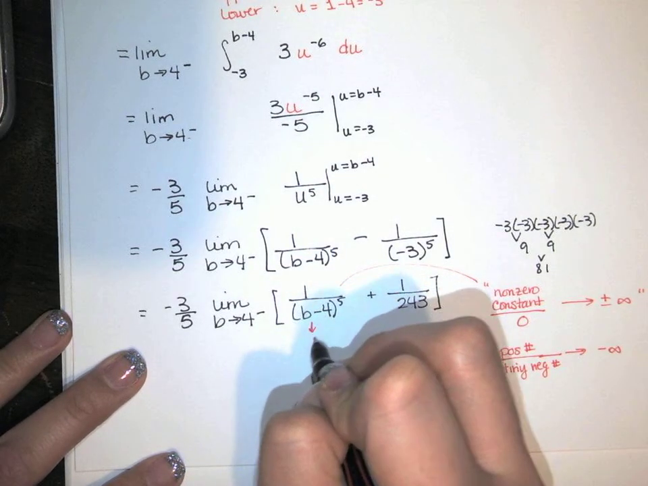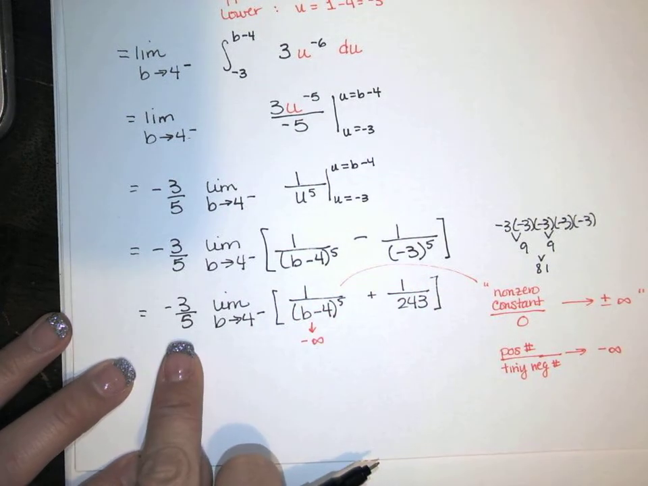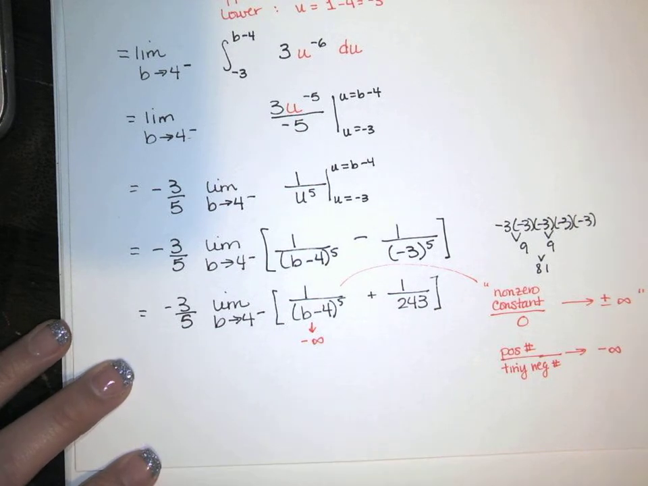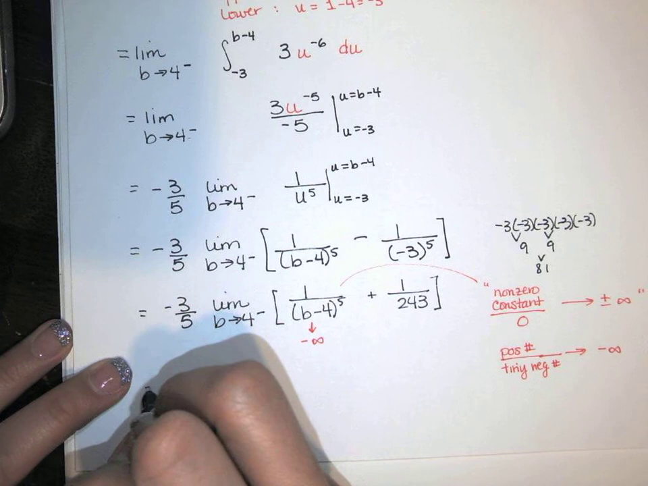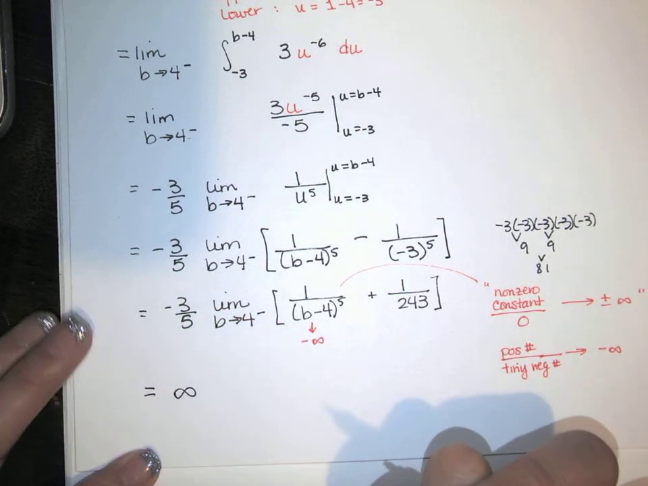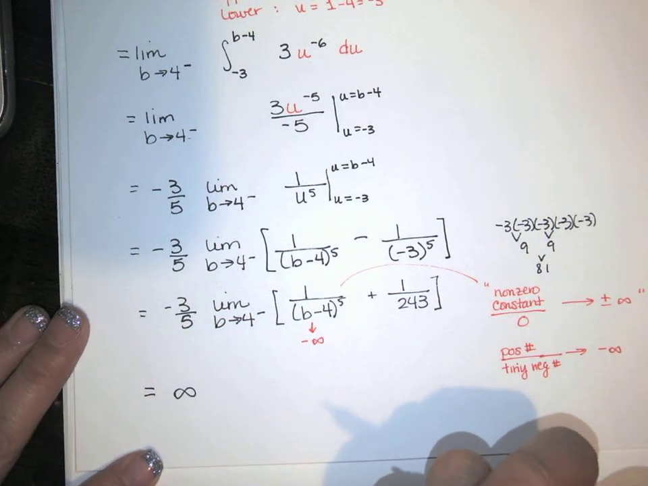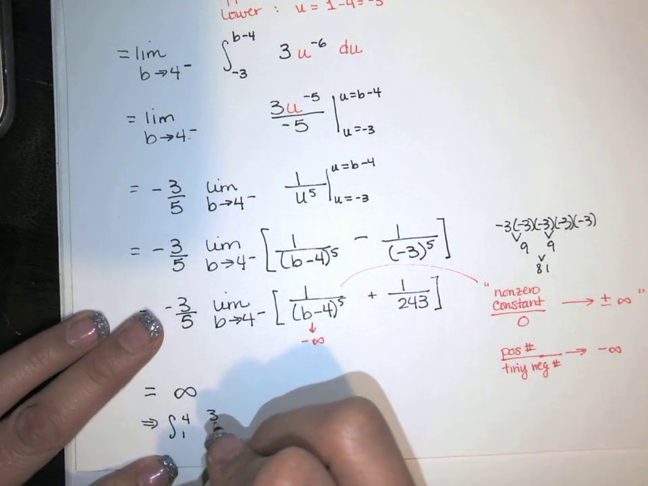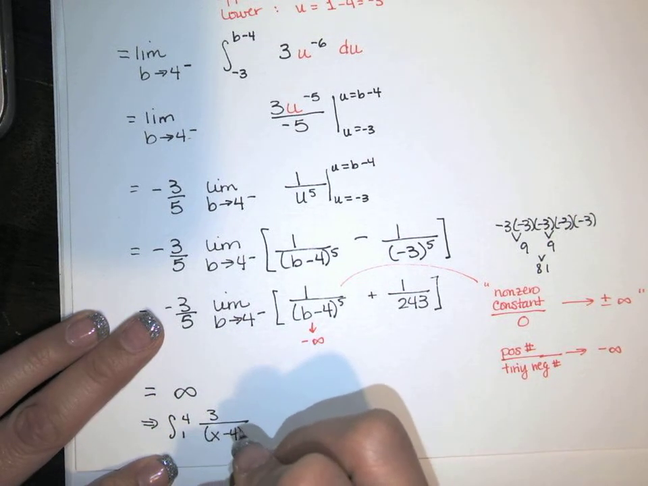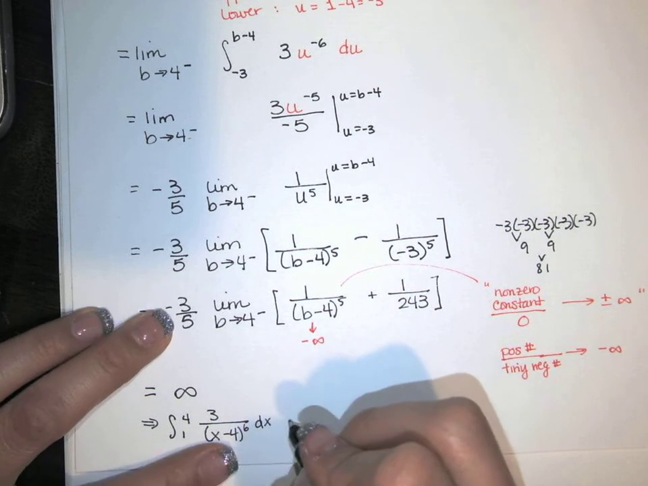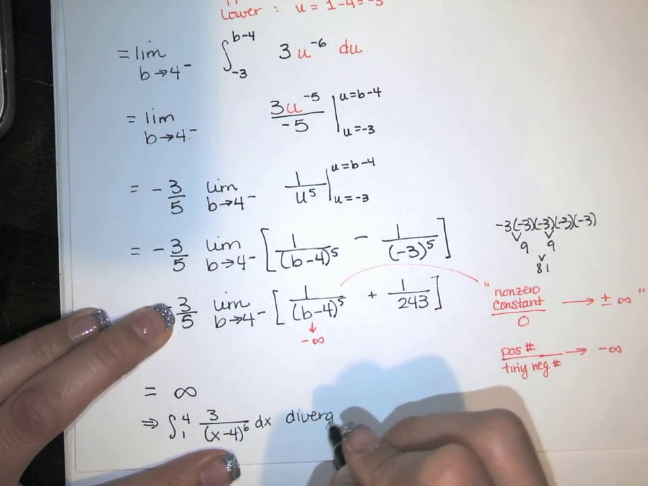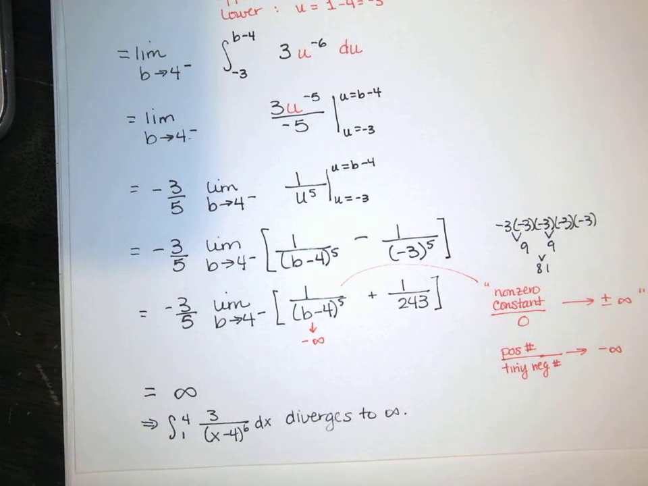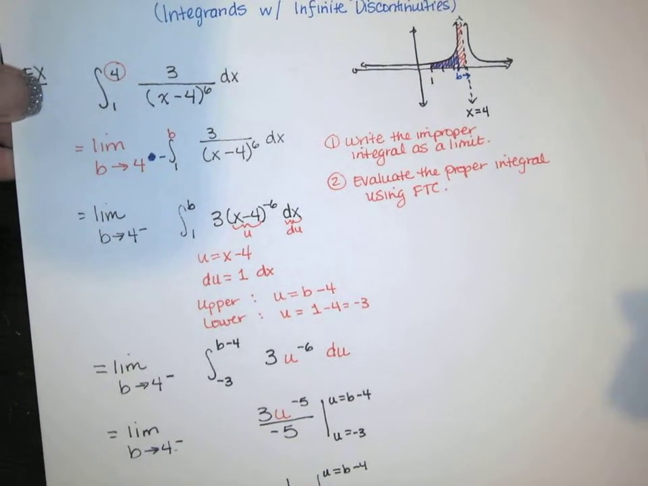So this guy goes to negative infinity, but then we multiply it by a negative 3/5. So the negative times the negative gives us a positive. So the final limit is positive infinity. So what does that tell us? This integral from 1 to 4 of 3 over x minus 4 to the 6th dx, it's an improper integral and it diverges. It diverges in a special way. It diverges to infinity.